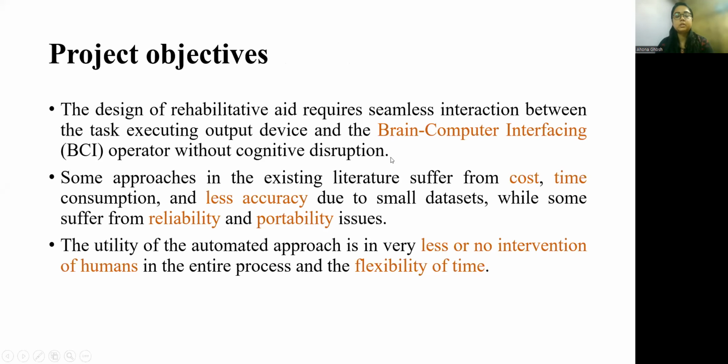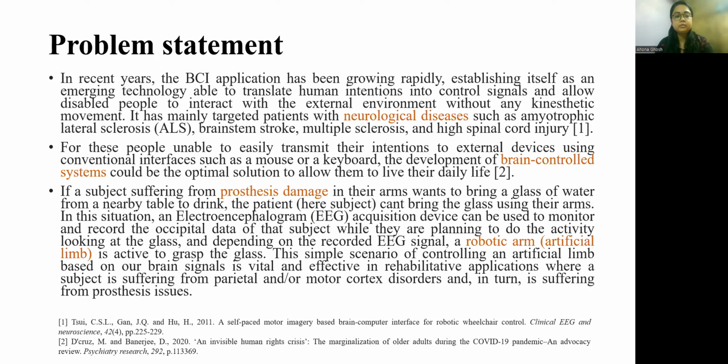The project objectives are to design a rehabilitative aid which requires seamless interaction between the task executing output device and the brain-computer interfacing operator without cognitive disruption. Some existing literature suffers from less accuracy, reliability, portability, cost and time consumption issues. So to overcome those, I have come up with an idea of designing a motor imagery induced artificial limb design.